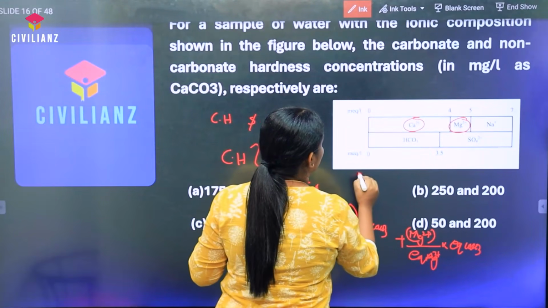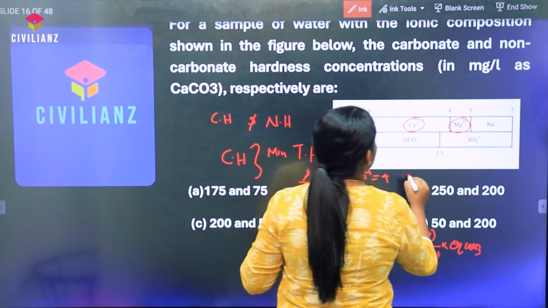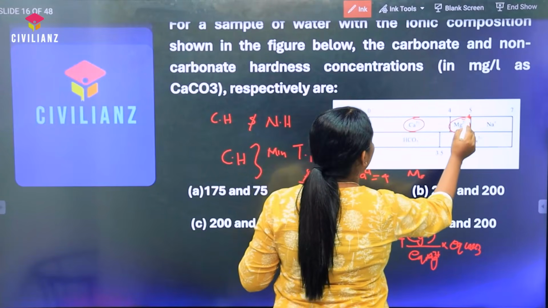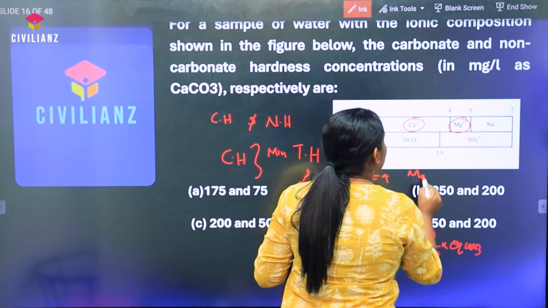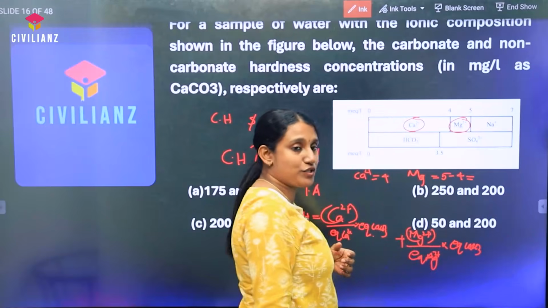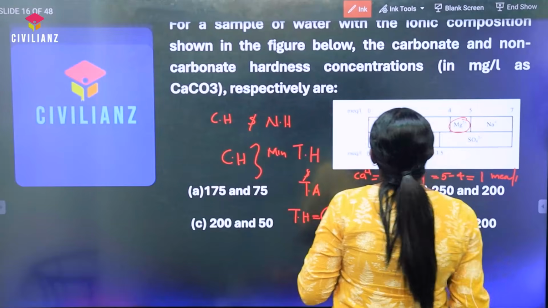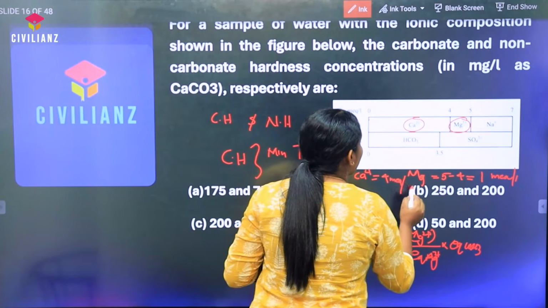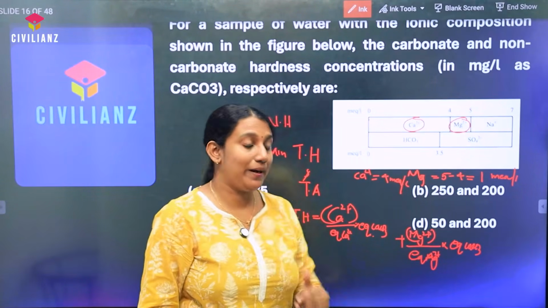What is Ca2+? Ca2+ equals 4, and the range 0 to 4 is Ca2+, and 0 to 5 is Ca2+ plus Mg2+. So Mg2+ equals 5 minus 4. So what is the value of Mg2+? 1 milliequivalent per liter, and Ca2+ equals 4 milliequivalent per liter. What is milliequivalent per liter?